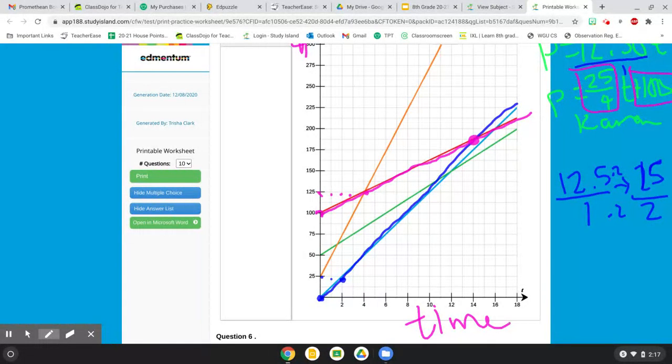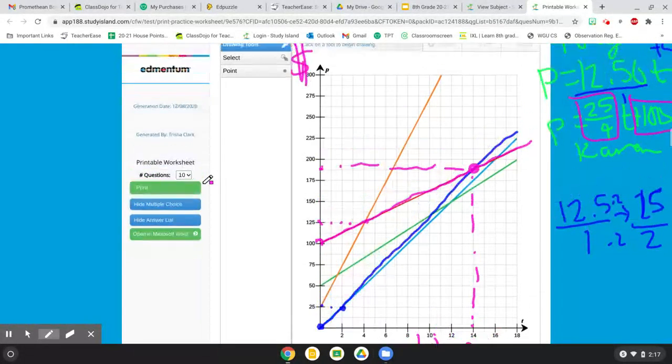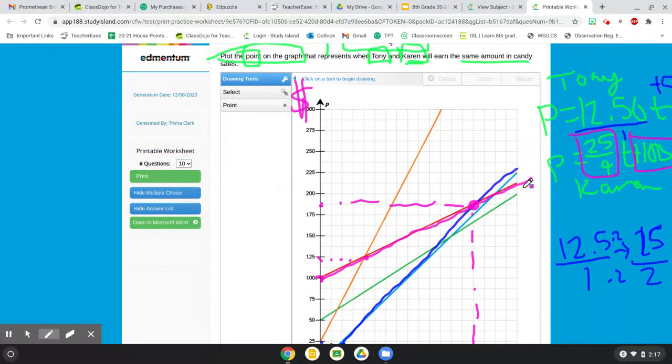So it looks like, if I were to look at this down here, at 14 hours, they both make, what is that, right in between there? Like what, 187.5, because each one's going by 1250. Okay, so let's go back to the question. It's asking me to plot the point on the graph. Okay, so all I need to do is plot this point where that red and the blue ended up crossing.